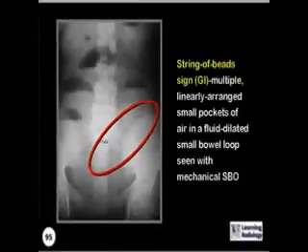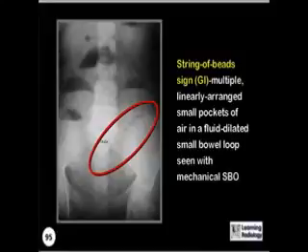This is the string of beads sign, multiple linearly arranged small pockets of air in an otherwise fluid-dilated small bowel loop seen in mechanical small bowel obstruction. What sign is depicted here? This is the string sign.